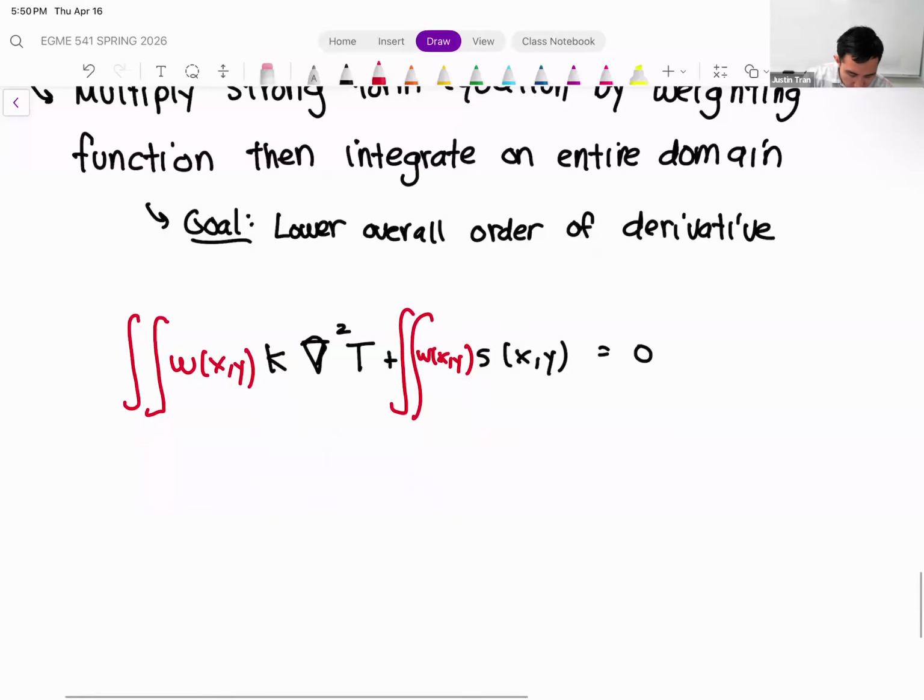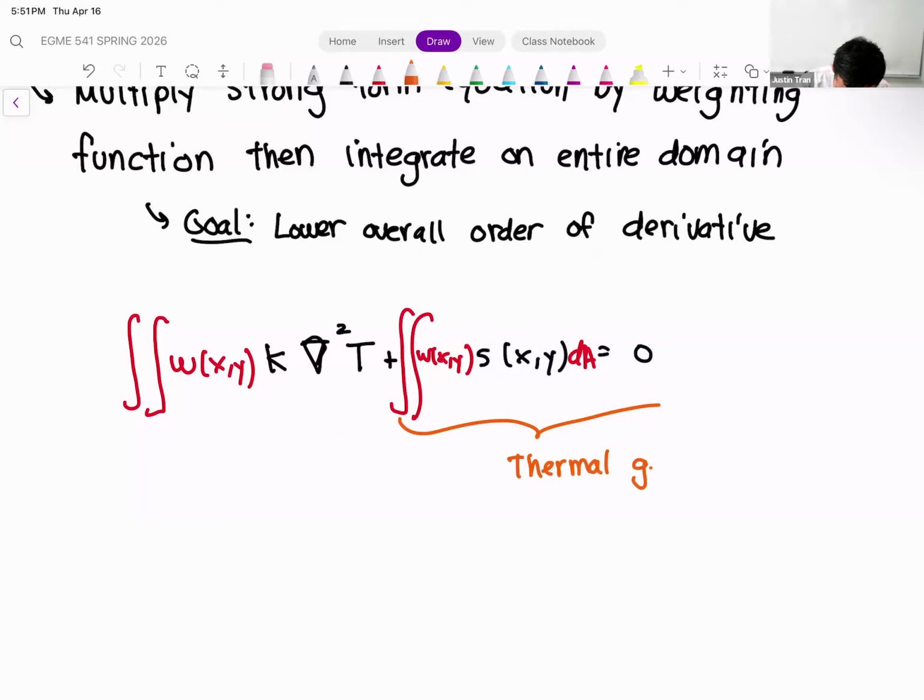All right, so we have two different integrals here. I've already split them up. On the one hand, we have this integral on the thermal generation term. There's not much we can do with this term because we don't know the form of S here. So this is our thermal generation integral. We're essentially going to leave it alone.